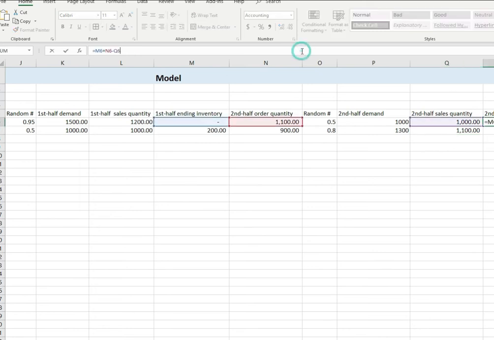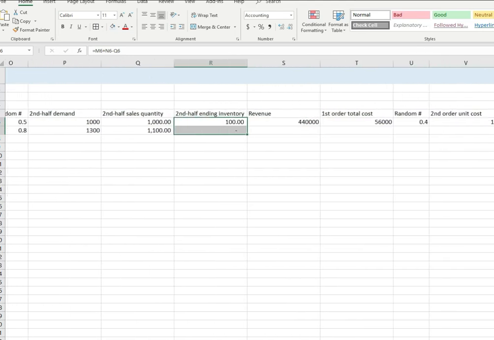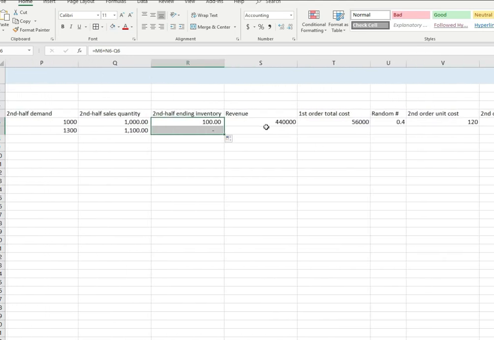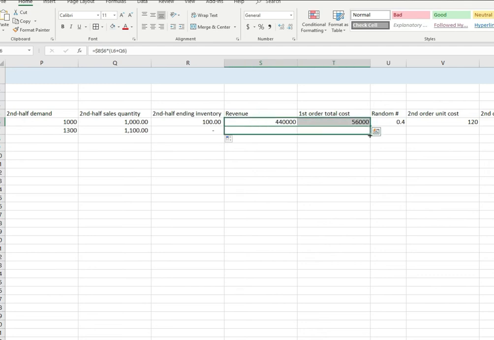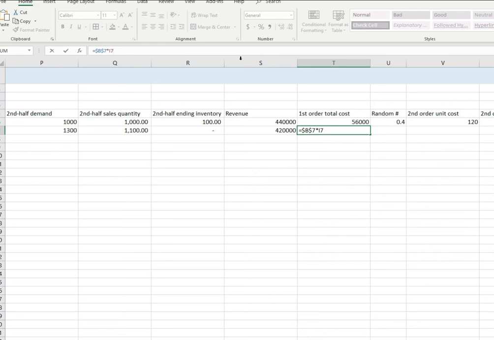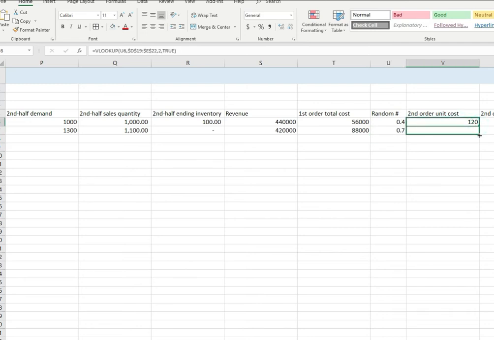Second half ending inventory. Can we reuse this formula? I'll leave it to you to think about it, but let me just tell you the answer. If you think it carefully, you'll realize yes, you can. And then finally, revenue, profit, etc. Okay, let me tell you, actually, if you take a careful look, you can actually use the same formula, so I can copy them. Here I need to simulate the unit cost. Let me give you a random number. I can copy this down, and can I copy this?